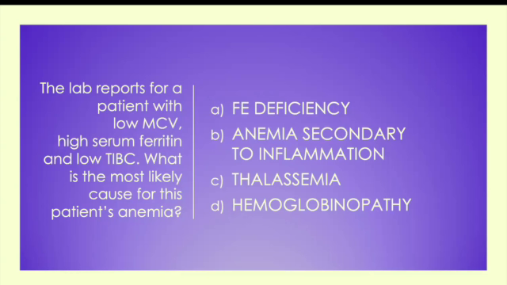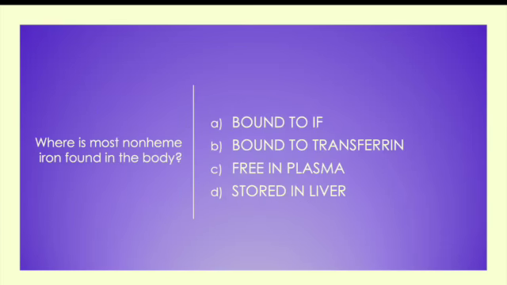So the lab reports low MCV, high serum ferritin. So I'm gonna go with thalassemia because it's low MCV. Because anemia secondary to inflammation, I would think that would be normal MCV. Yes. Oh, it says anemia secondary to inflammation. I was wrong. Where is most non-heme iron found in the body? I would say transferrin. It's bound to the transferrin.